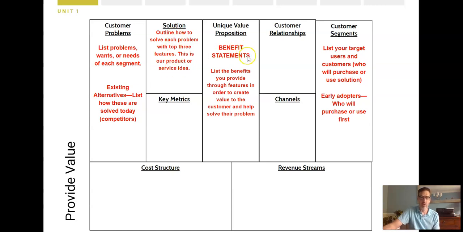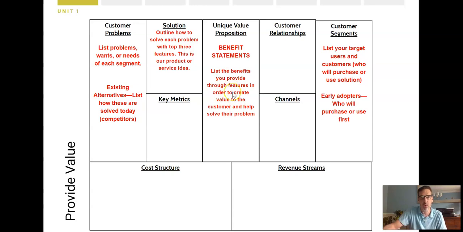Then we create a benefit statement. This is the list of benefits you provide through features in order to create value for the customer and help solve the problem. It's very important to write a unique value proposition, because it's how you're different from the competitors that you identified over here in the customer problem segment.